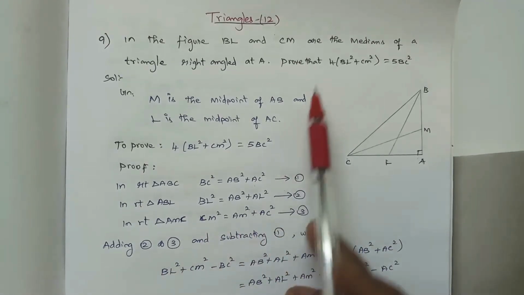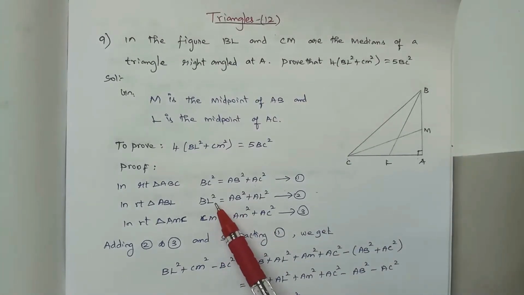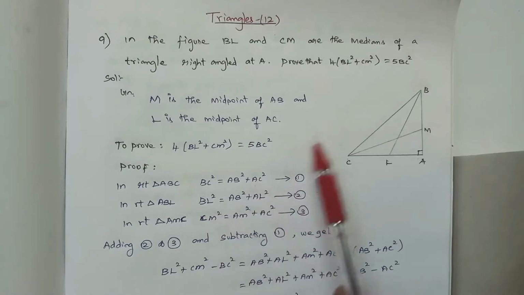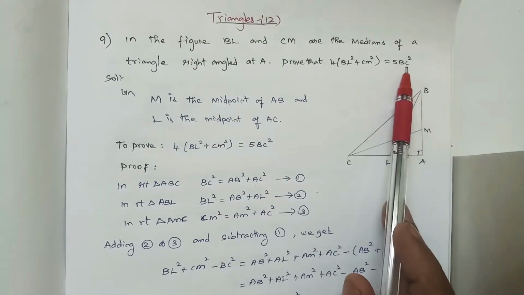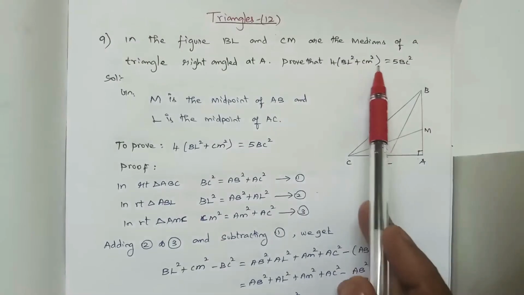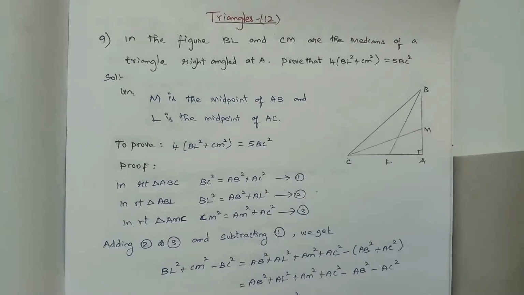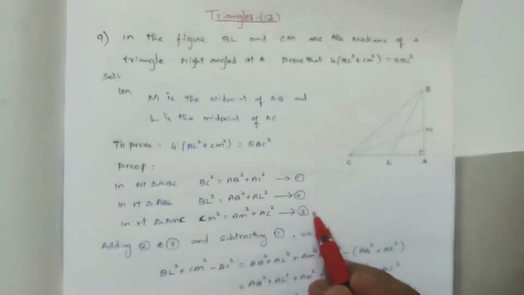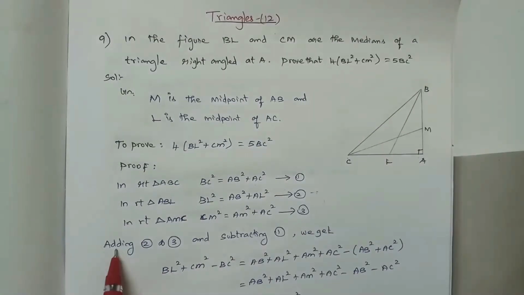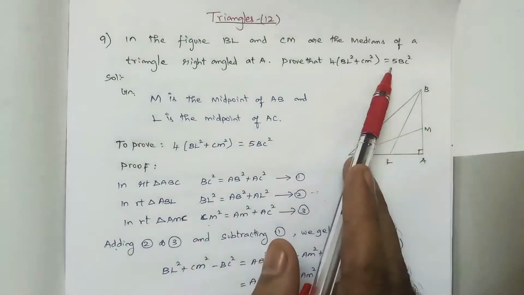Now see BL square plus CM square. I am adding equations 2 and 3. See the LHS, BL square plus CM square, and BC square is on the RHS. While taking it to the LHS, it will become minus BC square. So I am doing whatever we need, the way we need it. I am adding equations 2 and 3 and subtracting equation 1, because we need BL square plus CM square minus BC square.